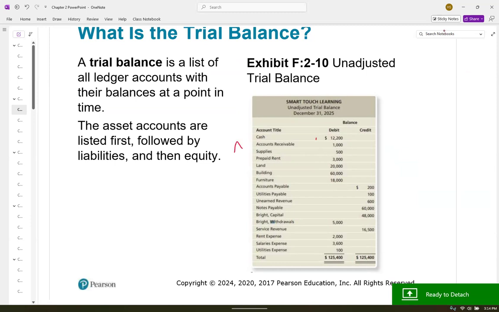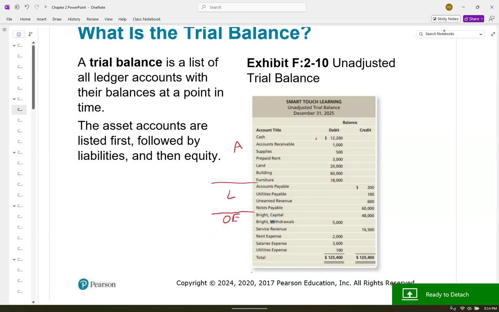Okay. So you'll notice these are assets right here. We could draw a line between furniture and accounts payable. And then right here, accounts payable, utilities payable, unearned revenue, and notes payable. Those are all liabilities. And then we have our owner's equity accounts. And then we have service revenue. And then we have all of our expenses.